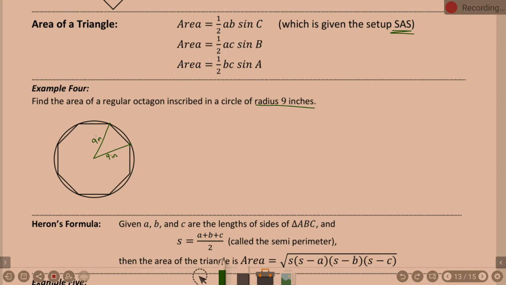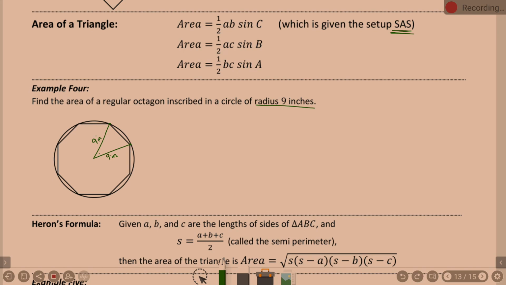What do we have to know to use our area of the triangle formula that we were just given? Side, angle, side. We know side, and we know side. What angle do we have to know? The angle in between them. How do I find that angle? 180 divided by 8. Not 180 divided by 8. 360, oh, 360 yes, divided by 8.